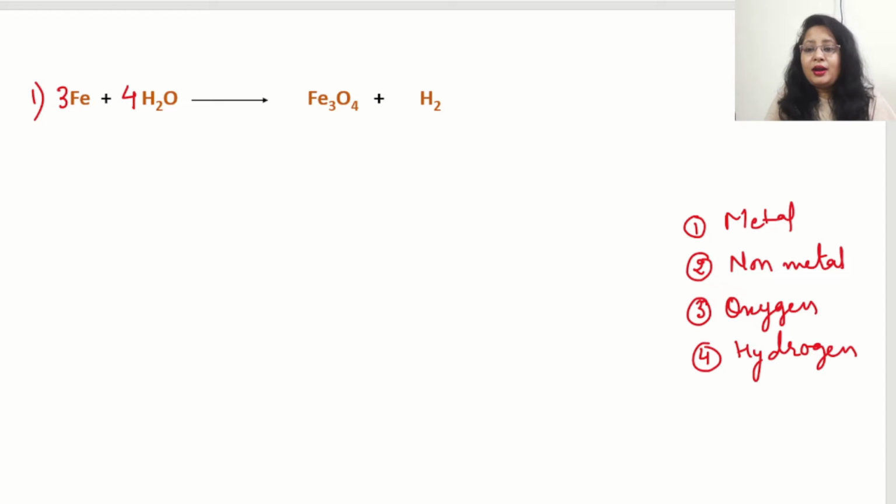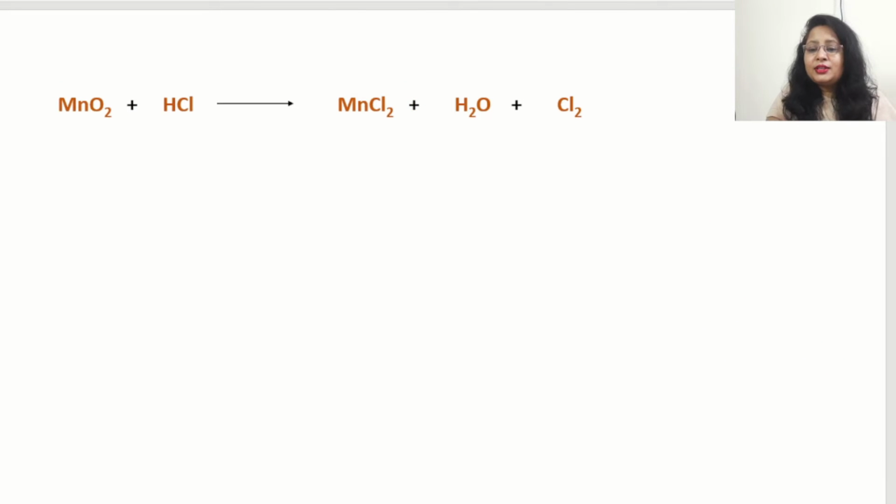Now come up to the hydrogen. On the left hand side there are 4 2s are 8 hydrogen. On the right hand side there are 2 hydrogen. What will we do? 4 2s are 8, we can write 4 on the right. Now iron is 3, oxygen is 4 and hydrogen is 8. Reaction is balanced. Easy. Let's have one more example.